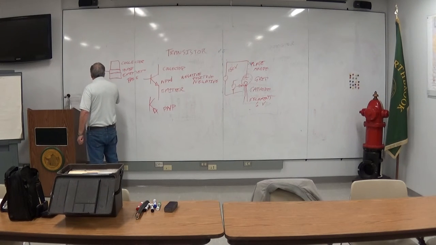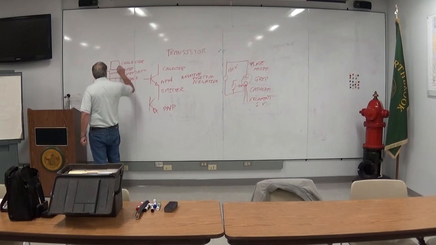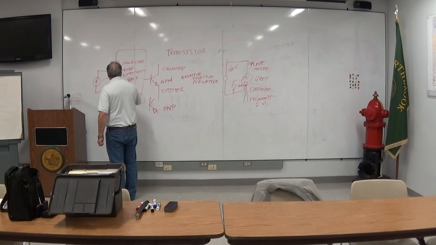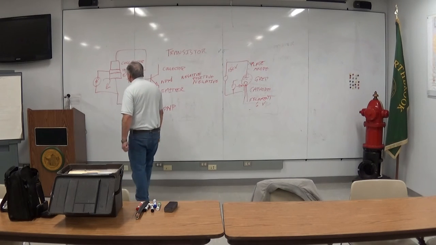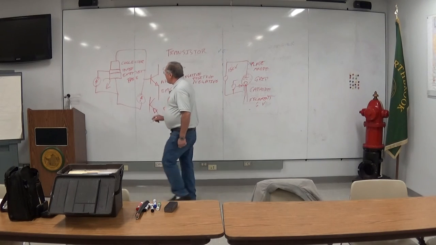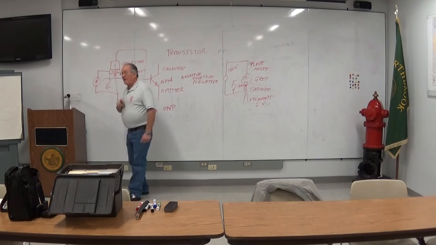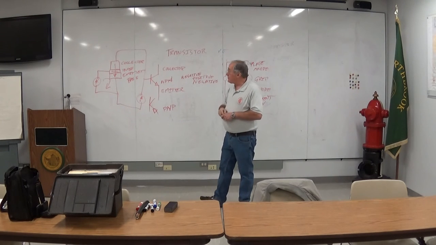What kind of controlling function? Whatever current, this is a current source, goes in this loop will control the current that flows in this loop. In other words, current is going to flow from here to here, but it's going to get regulated by what comes in there. Now it doesn't seem like such a difficult thing to understand.